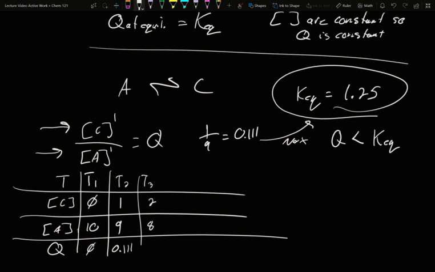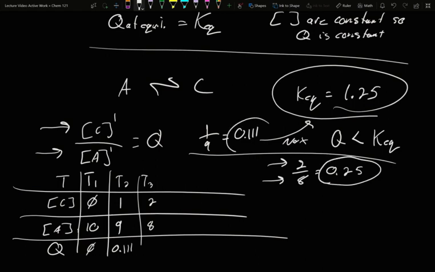Maybe it's 8 and 2 now. And so if we did that calculation, 2 divided by 8 is going to be 0.25. It's closer. We put a bigger number on top this time and a smaller number on bottom, and my Q got bigger than the 0.111 before, but it's still not big enough. And so we keep doing this. This keeps happening for a while. 7 and 3, 6 and 4, 5 and 5.